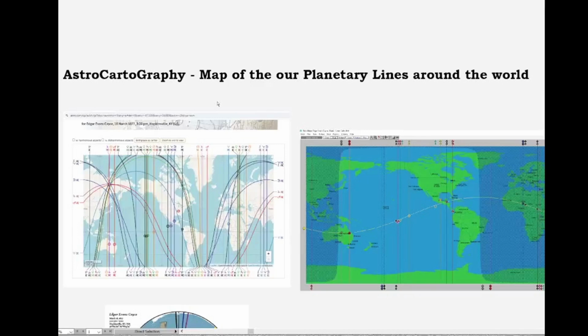All of this has been really good foundation to understand astrocartography maps. So astrocartography, the map of our planetary lines around the world. Astro, like astrology, means of the stars, which we could use a different term for, but we don't, so it's fine. Cartography is map making, maps.